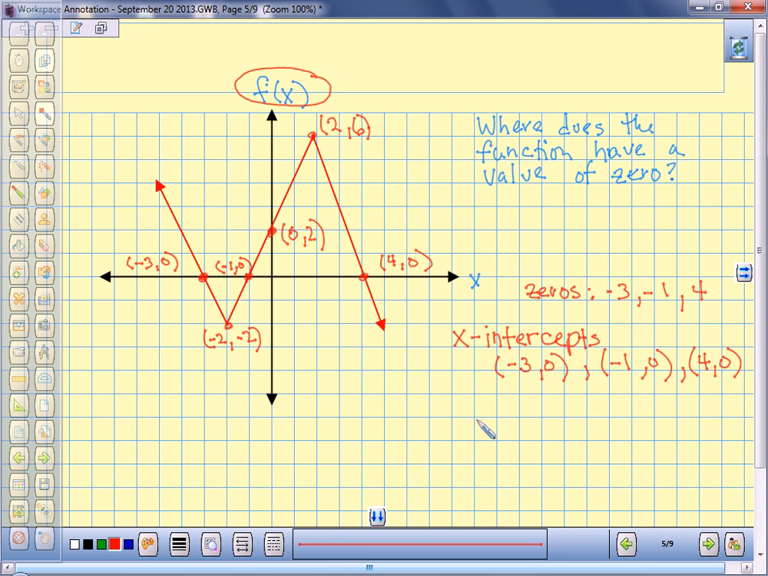Okay. While we're here, and we've already talked about the x-intercepts, what are the y-intercepts? 0, 2. Will a function ever have more than one? No. And why is the answer no? Very good, because it would fail the vertical line test. So a function will not have more than one y-intercept because at that point it would fail the vertical line test. Any questions about this?